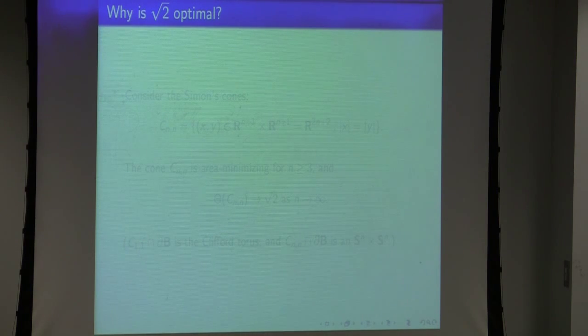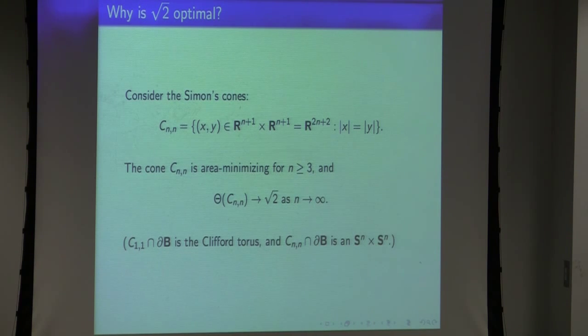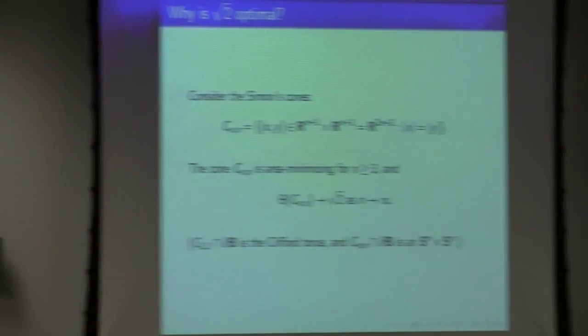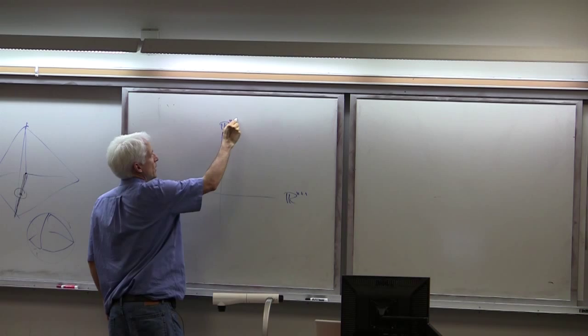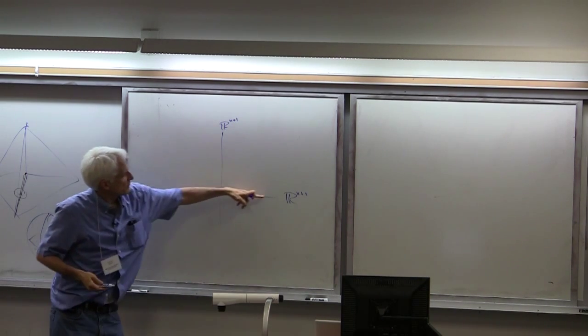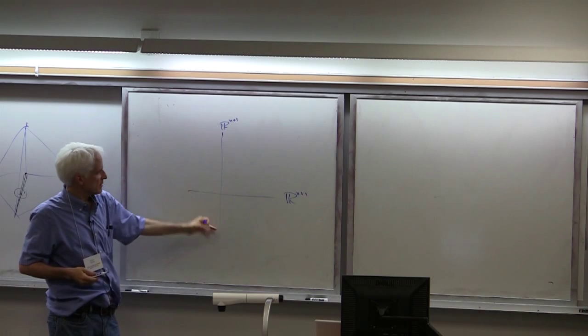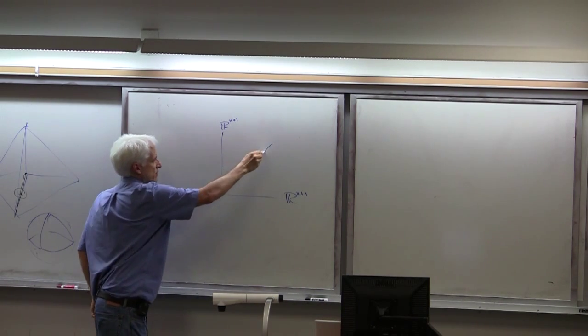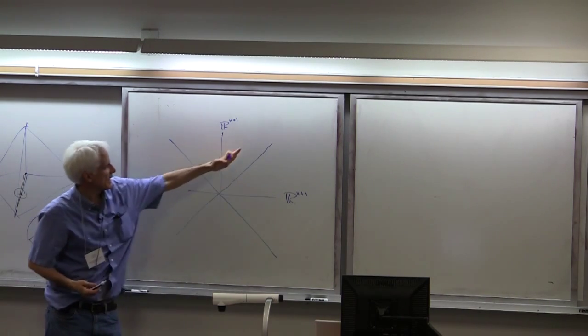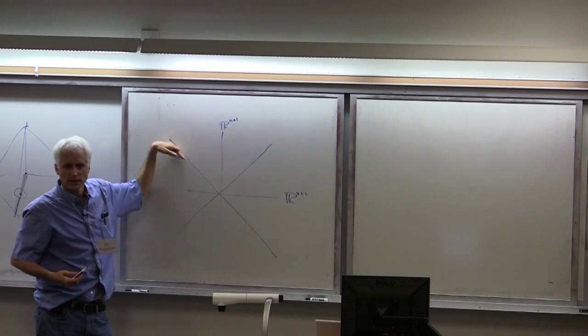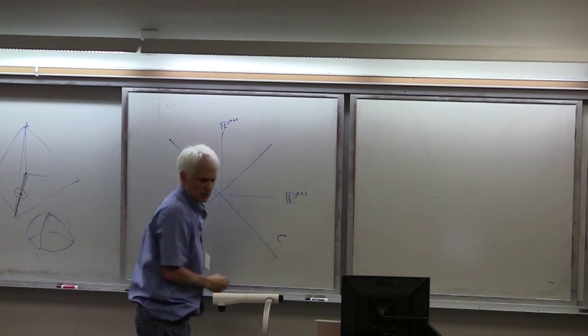Okay. So why is the square root of 2 optimal? Well, that is shown by the so-called Simons cones. You just consider in R^{n+1} cross R^{n+1}, you look at all the points where the norm of the first n+1 coordinates is the same as the norm of the last n+1 coordinates. Schematically, it's like this. If n were equal to 0, it'd be exactly this picture. This would be the Simons cones, which I call C_{n,n}.